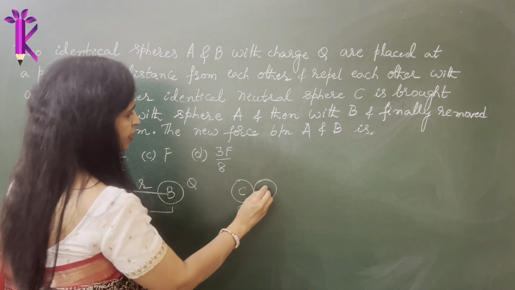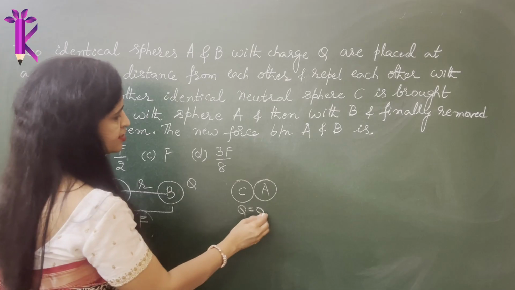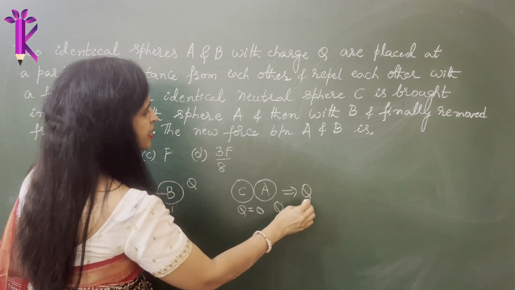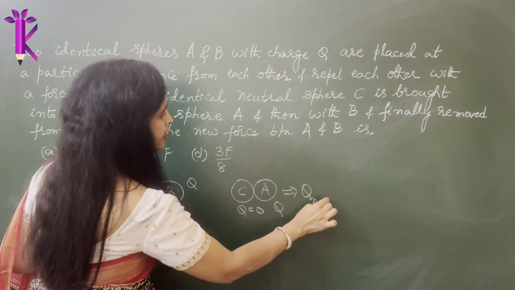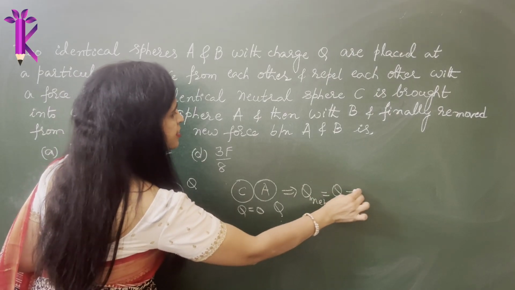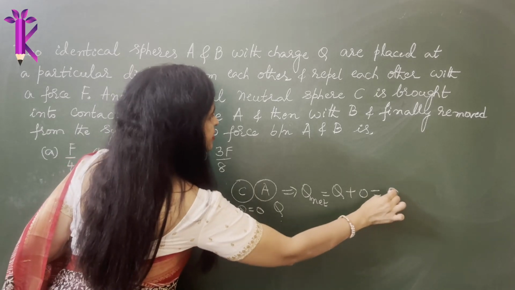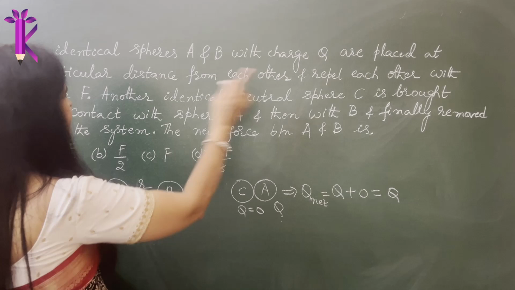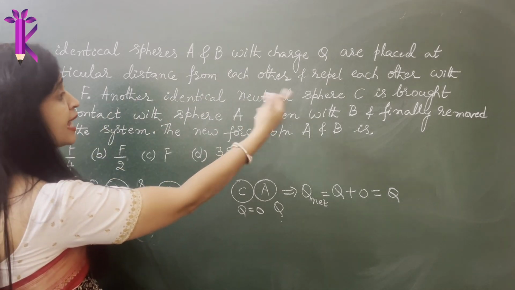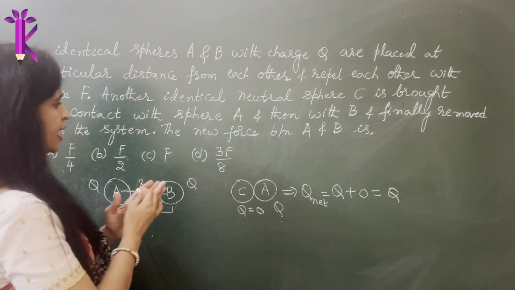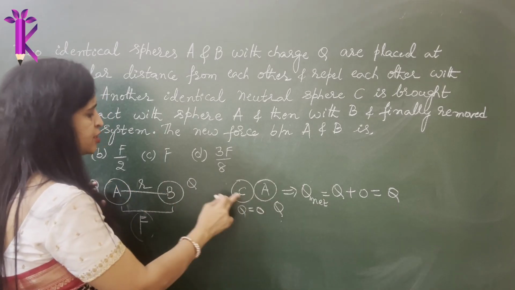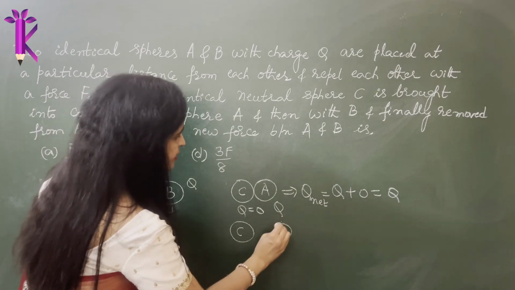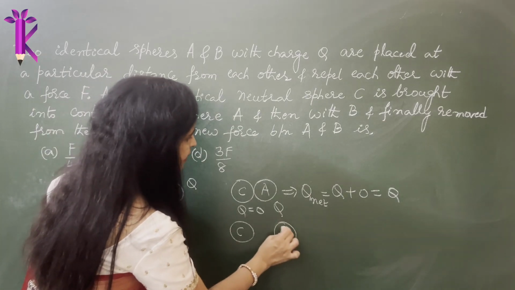Let's bring it in contact with sphere A. So what will happen? This is 0 whereas this is Q. What will be the net charge? The net charge will be Q plus 0, Q on A and 0 on C. So the total charge is Q. Now neutral sphere C is brought in contact with sphere A and then with sphere B. When you have to bring it in contact with sphere B, you have to separate these spheres. So when you separate these spheres, there is going to be a charge redistribution.